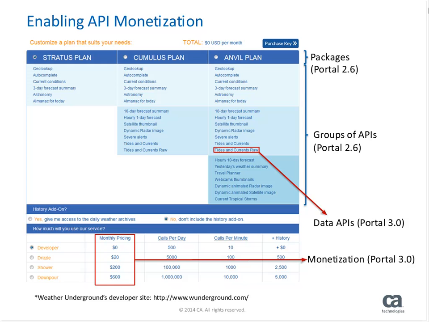With 3.0, what we're doing is we're introducing 2 things. Number one, being able to add those data APIs into that list of APIs that you can now manage. And number 2, being able to actually assign monetized values, either directly to the API on a per API hit basis or as monthly pricing. So as you'll see down below, you see the developer, drizzle, shower, downpour. Those would correspond to our API plan. So being able to charge a monthly price and on a recurring basis for access to greater calls, greater quota, greater rate limit is what they're monetizing here.